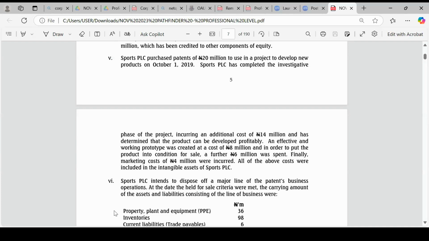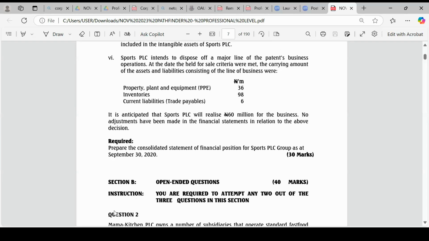Okay. Note number 6, we're told Sport PLC intends to dispose of a major line of the patent business operation.